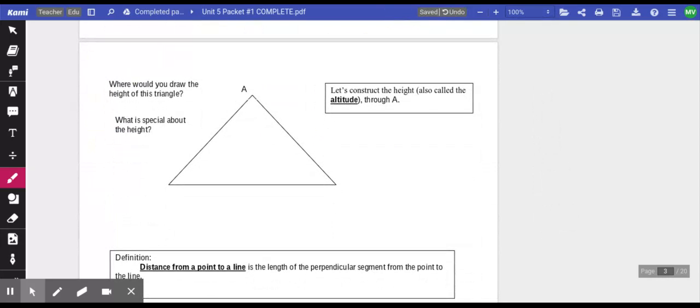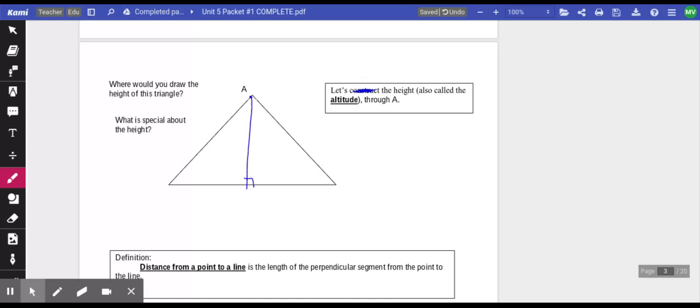So, where would you draw the height of a triangle? So the height goes from the vertex and is perpendicular to the base. Not necessarily the bisector, just perpendicular. So the height is also called the altitude. We're not going to do the construct part. We're just going to draw it so it's a perpendicular line from the vertex to the opposite base.